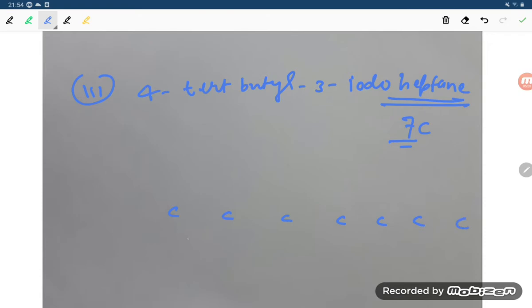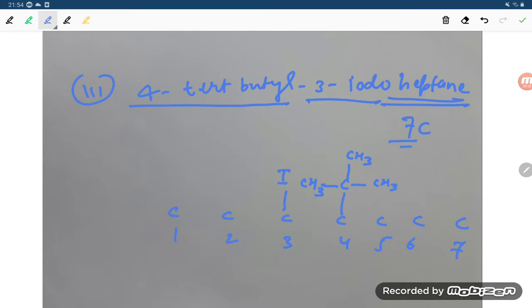Right, on the chain you put the positions, student: 1 2 3 4 5 6 7. So what they are saying is that on the fourth position a tertiary butyl is there. So here will be the tertiary butyl. We can put the butyl group here, student, that is CH3, this is CH3 and this is CH3. And on the third position iodo. So here you put iodo.